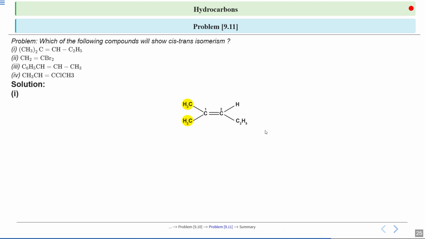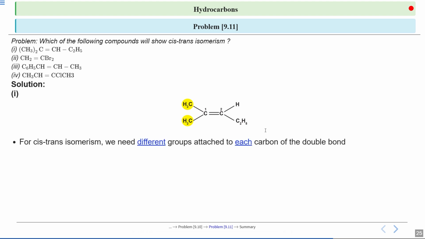Now, we see the structure of the first compound, which is (CH3)2C double bond CH C2H5. This visual representation helps us determine if the compound can exhibit cis-trans isomers or not. Looking at the groups attached to the double bonded carbon. For a compound to show cis-trans isomerism, it must have different groups attached to each carbon of the double bond.